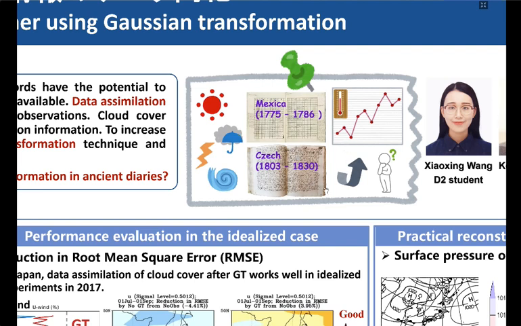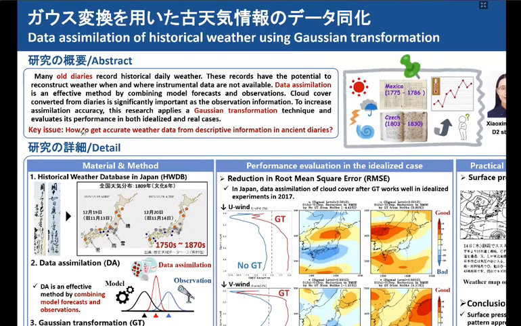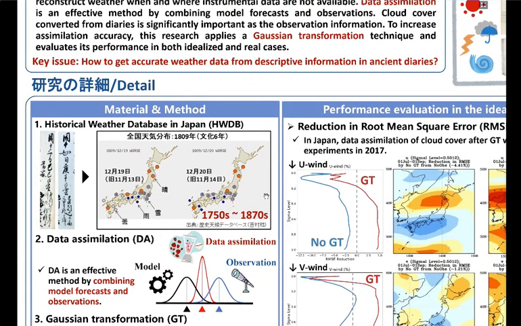However, we have some diaries recording historical conditions, and they are very important sources to reconstruct weather data. So the key issue of my research is how to get accurate weather data from descriptive information in ancient diaries. There is a historical weather database in Japan recovering the daily diary data during the period from the 1750s to the 1870s. I am going to utilize this database to reconstruct the weather during the 1820s.